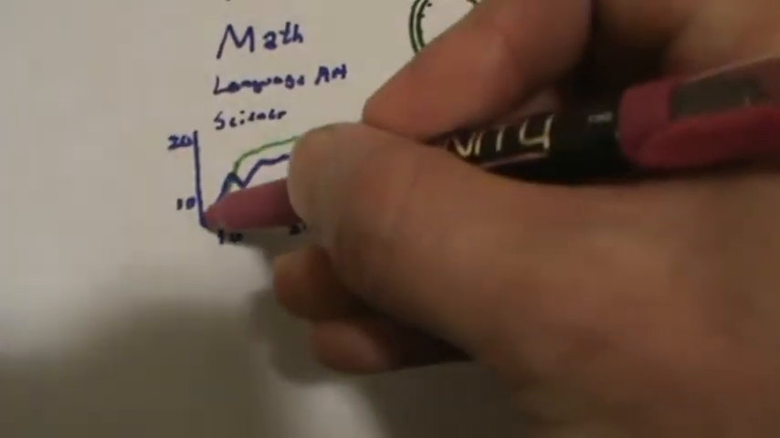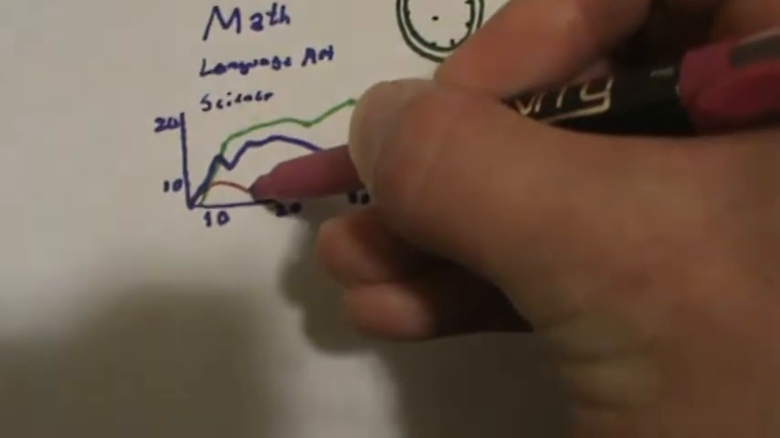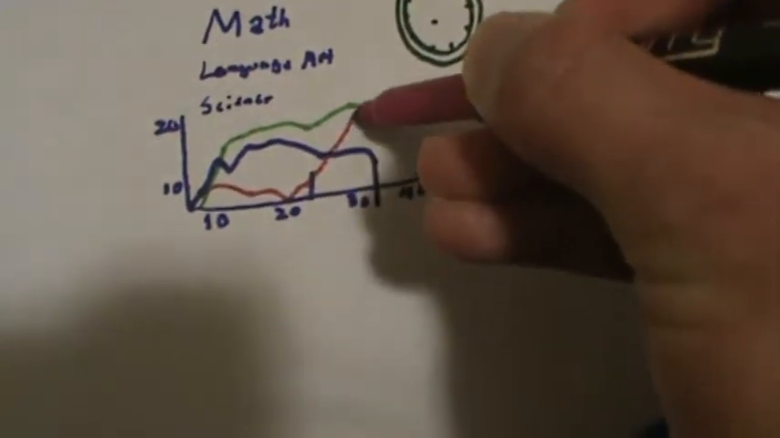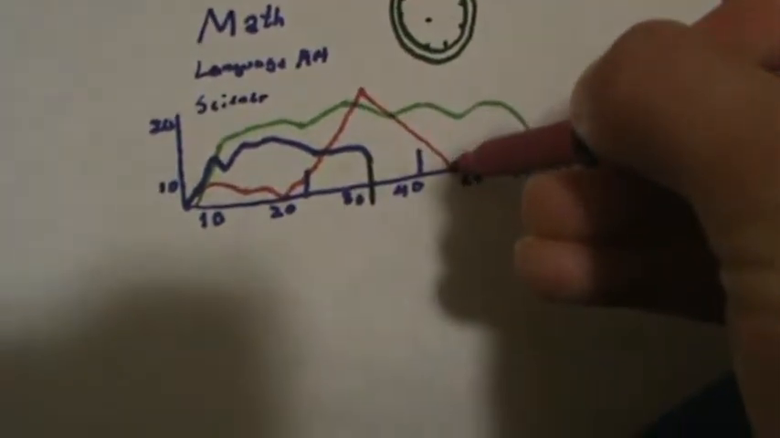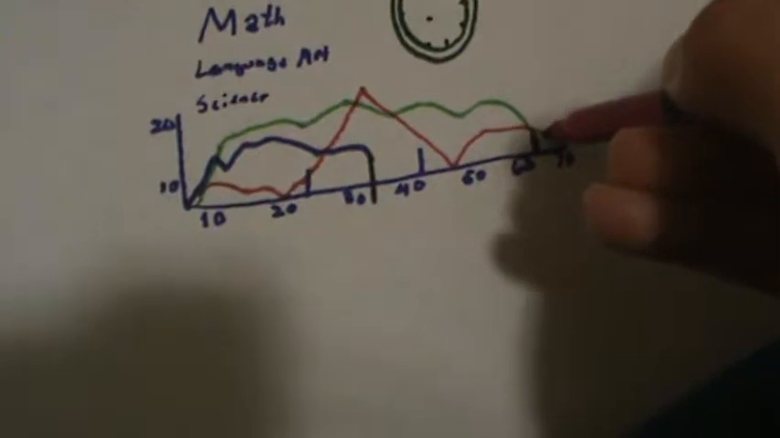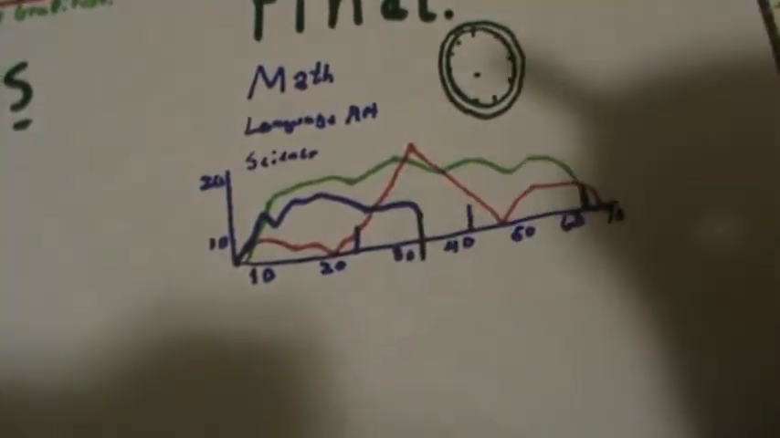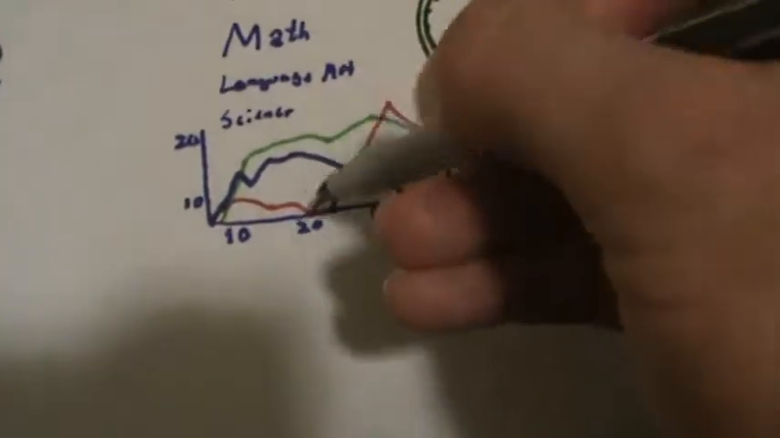But let's just say it went right here, went back down, and then it went up to about your 20s, and then it came back down again, and it went back up, and then all the way to close to the 70 mark right here.